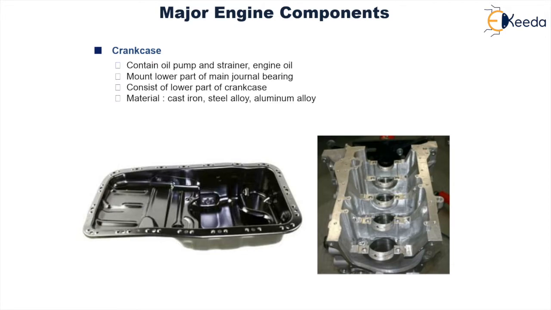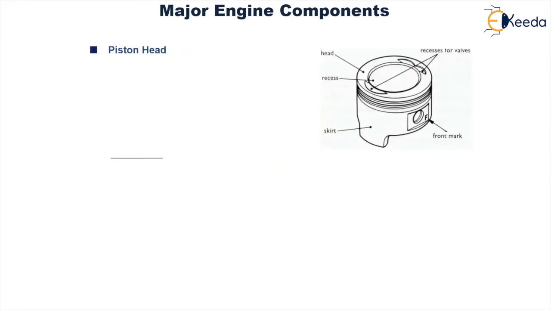Its materials are cast iron, steel alloy or aluminium alloy. Then you have the piston head. This is a diagrammatic representation of the piston. A piston is basically divided into two parts, the piston head and the piston skirt. The head is alternatively also called the piston crown. So this is the head of the piston.